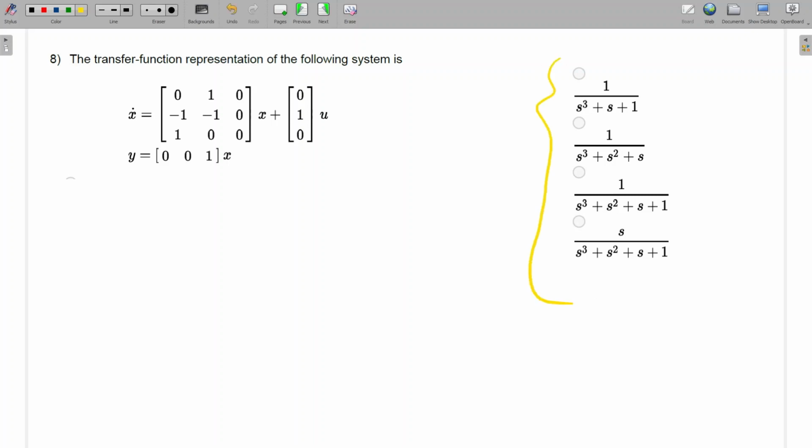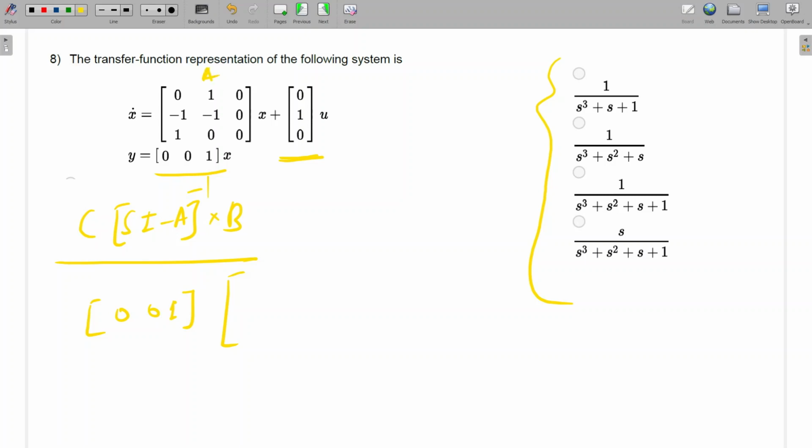Let's say a 3 cross 3 matrix is given. Okay. For 2 cross 2, we can easily find the determinant and inverse of the matrix. But here also that same formula will be applicable: C into (sI minus A) inverse into B. C is given as this one and B is this one. So C is 001. sI minus A inverse. So this is our A.